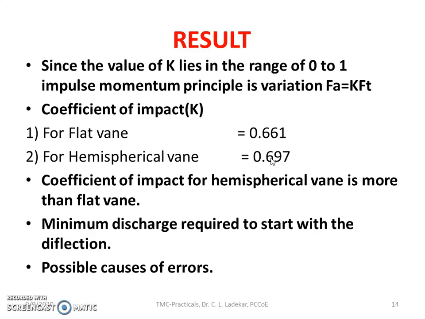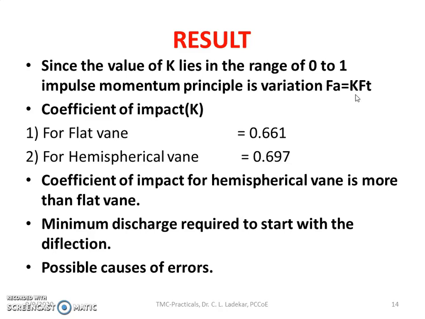What are the conclusions drawn by me from this observation? Conclusions may be, since your first objective was to verify impulse momentum principle, you can see the value of k. Since the value of k is lying in between 0 to 1, you can say the impulse momentum principle is verified, because Fa is equal to Ft with a constant which is called k, and this k you are going to experimentally find out.